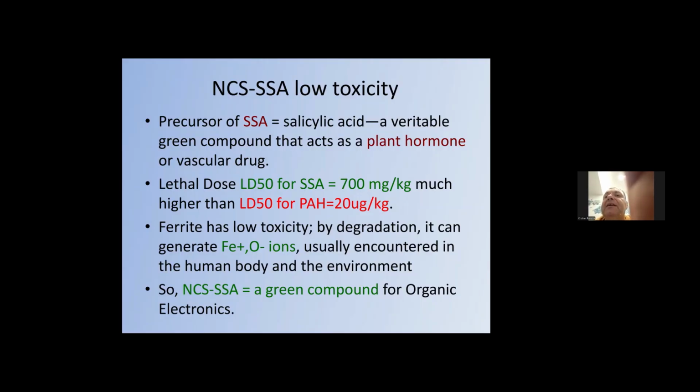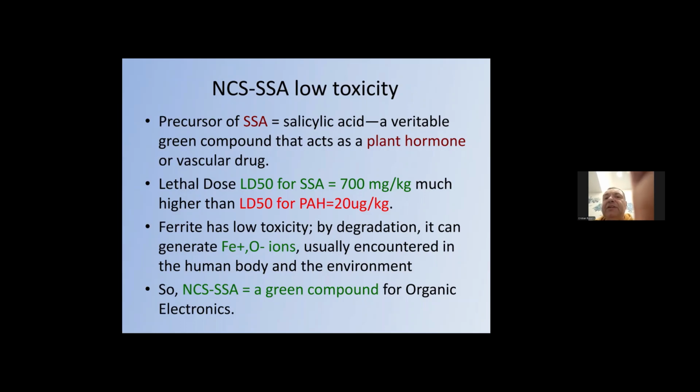The lethal dose for sulfosalicylic acid reported in the literature, we don't calculate it, the reported lethal dose for SSA was 700 milligram per kilogram, while the lethal dose for polyaromatic hydrocarbons is 20 microgram per kilogram. So a much higher quantity of this green plant hormone could be taken in by a human body or plant or anything from nature, and is not dangerous.